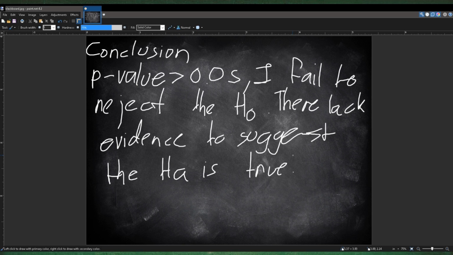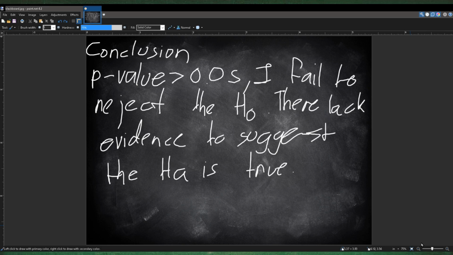And you have to put everything in context. So you talk about what your null hypothesis is. So you put a comma and put the null hypothesis, and you say there lacks evidence to suggest the alternative hypothesis, and you put context for the alternative. So you put a comma and just write your alternative hypothesis is true, basically. So you always do that.